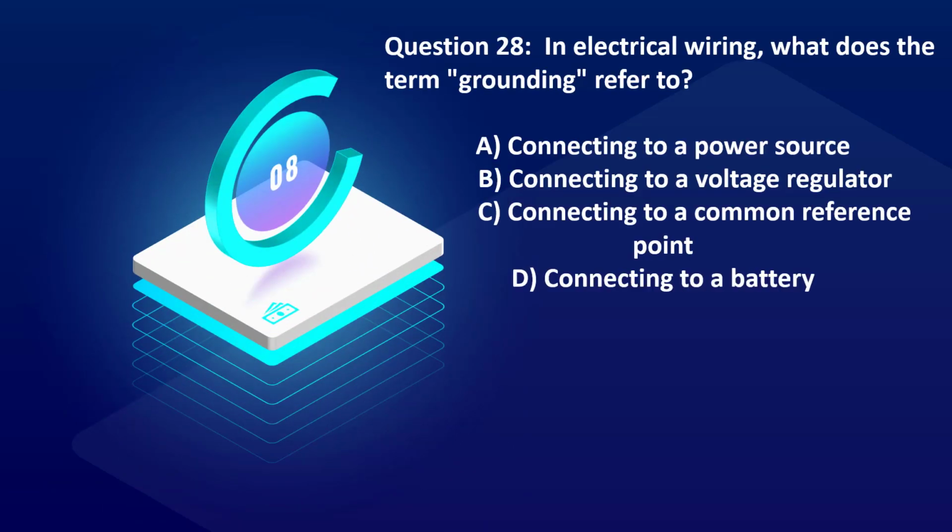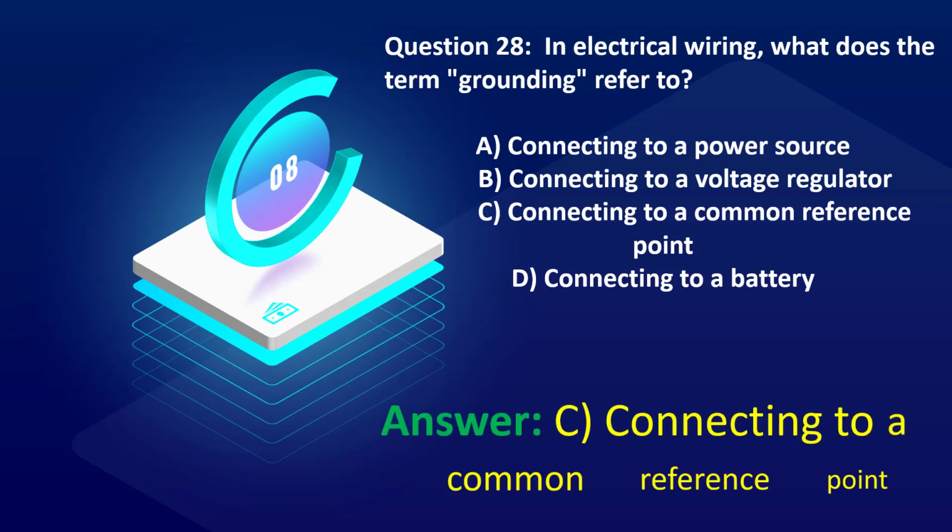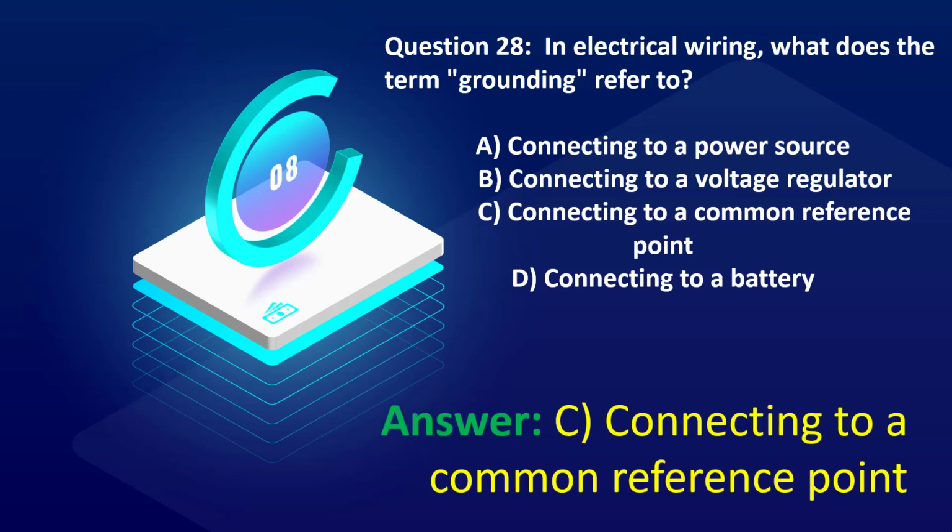Question 28. In electrical wiring, what does the term grounding refer to? A. Connecting to a power source. B. Connecting to a voltage regulator. C. Connecting to a common reference point. D. Connecting to a battery. Answer: C. Connecting to a common reference point.